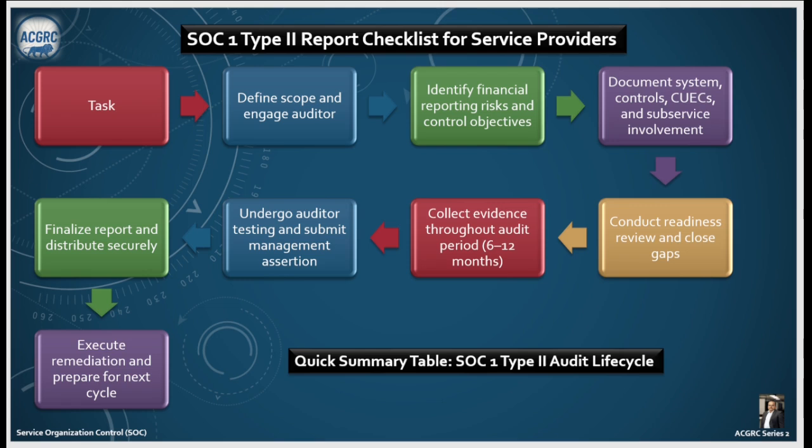Let's look at a flow. It starts with defining the scope and engaging the auditors, identifying financial reporting risk and control objectives, documenting systems, controls, CUEC and sub-service involvement, conducting readiness review and closing gaps, collecting evidence throughout the audit period, undergoing auditors' testing and submitting management assertions, finalizing reports and distributing them securely, then executing remediation and preparing for the next cycle. So this is the workflow. You take a screenshot of this and plan out how you would manage, who would manage at what level.